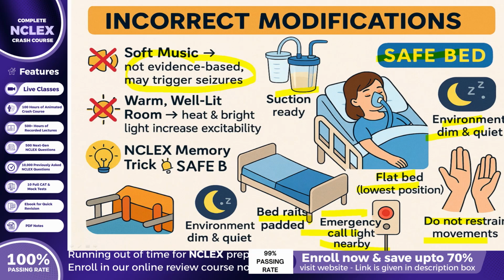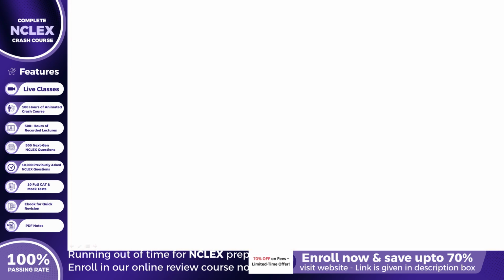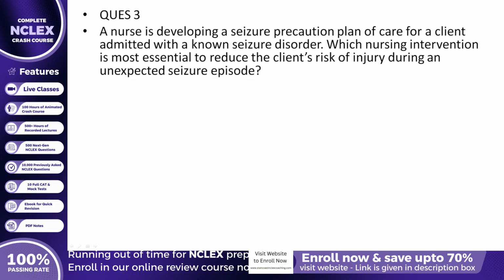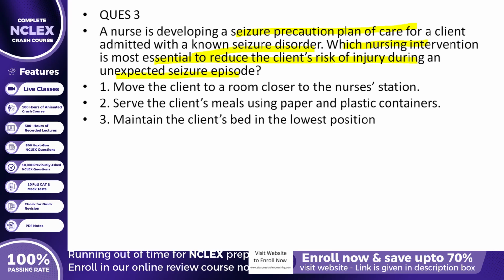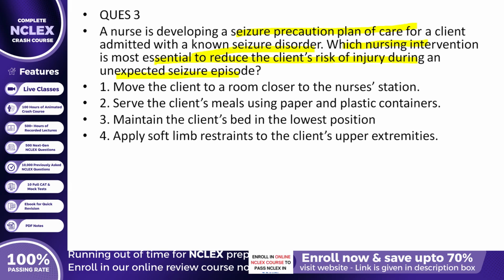Let us smoothly transition into the safety-focused NCLEX-style question. The scenario asks, a nurse is developing a seizure precaution plan of care for a client admitted with a known seizure disorder. Which nursing intervention is most essential to reduce the client's risk of injury during an unexpected seizure episode? The options provided are move the client to a room closer to the nurse's station, serve the client's meals using paper and plastic containers, maintain the client's bed in the lowest position, or apply soft limb restraints to the client's upper extremities. The correct answer here is option 3, maintain the client's bed in the lowest position.